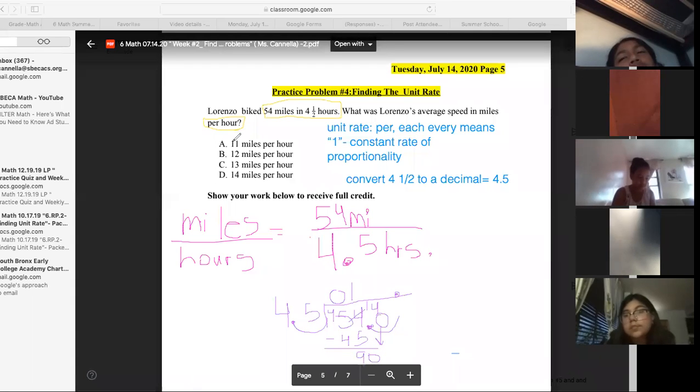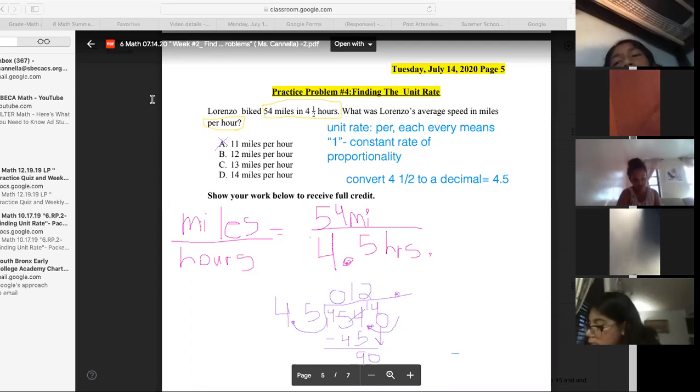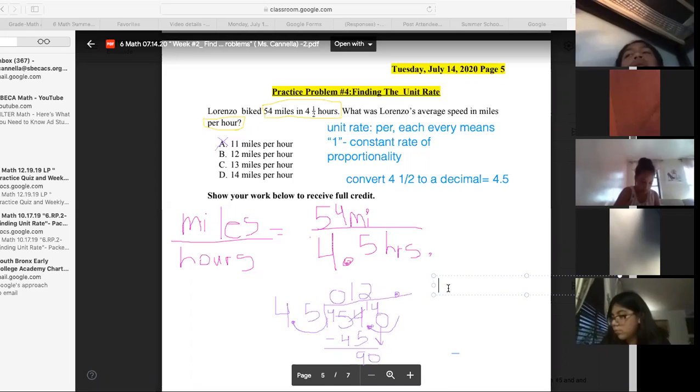Is it 1? That makes no sense, right? Is it 2, 3? 2. Good job. Two times. So the answer would be what? 12, 12 miles per hour. Good job. Awesome. So we're going to write now in red that the unit rate.